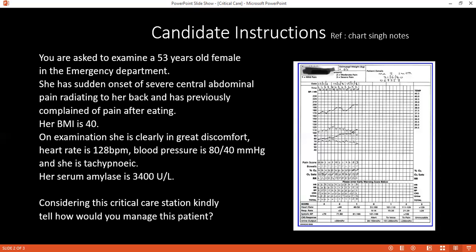Because the amylase will return back to normal within 48 hours. So it's not very useful in terms of figuring out if there's acute pancreatitis or not.